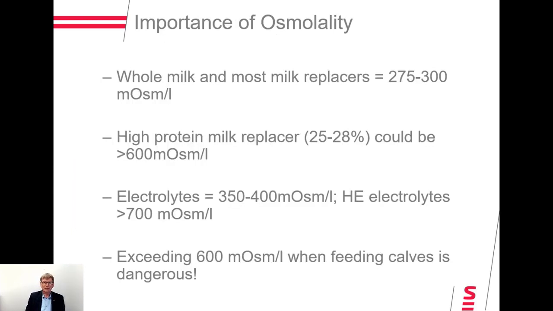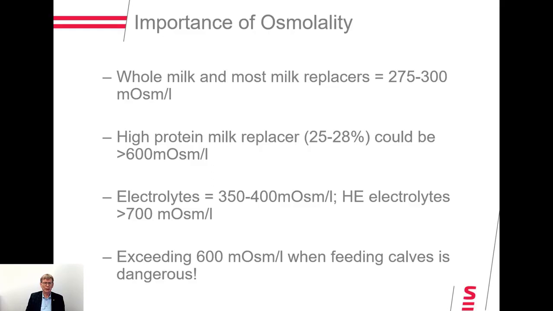So now I'd like to speak about osmolality a little bit, and osmolality becomes really a critical issue when calves have diarrhea. When you're healthy and up and around, a too high osmolality can be overcome. But if the calf already has diarrhea and has a compromised intestinal tract, osmolality becomes a big issue.